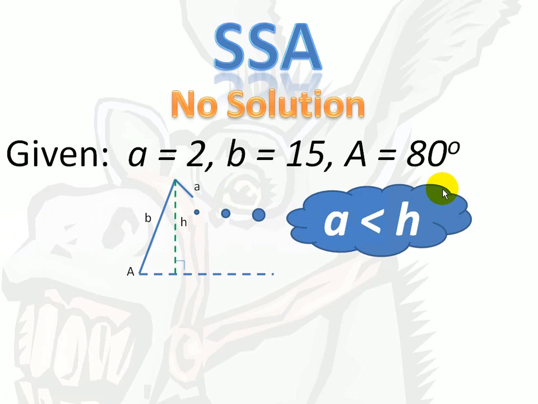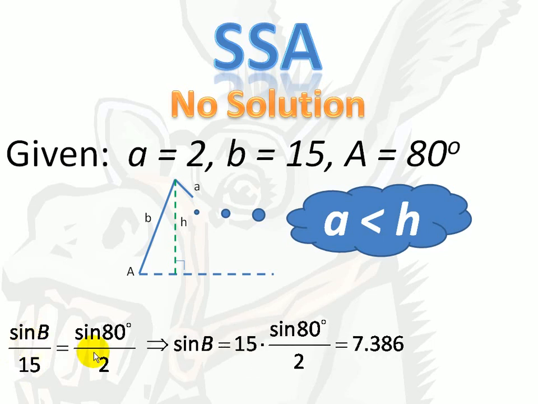So you can just look at this and tell, okay, there could be no solution. Now look at this. If you just start working, you have sine B over 15, okay? Just using your given information, equals sine 80 over 2. Go ahead and multiply both sides by 15. Now look what you have. You have sine B is equal to 7.386.